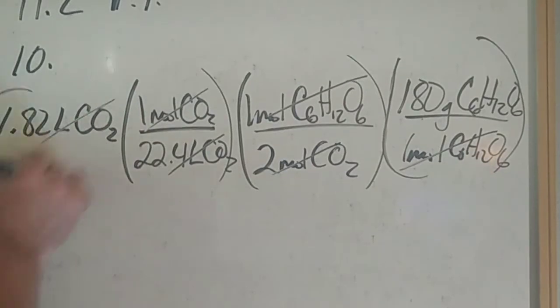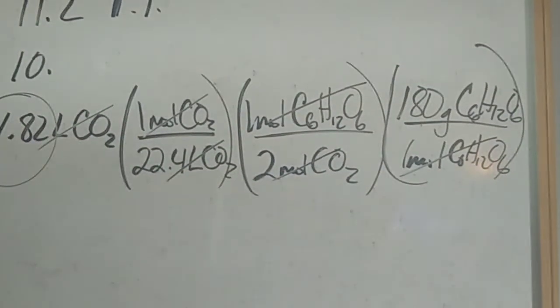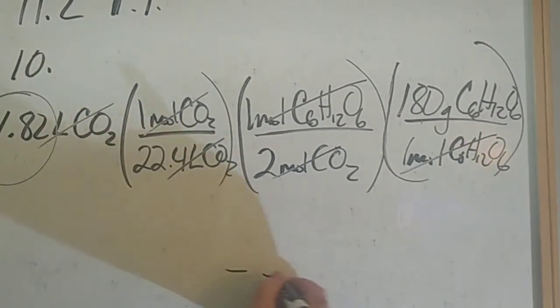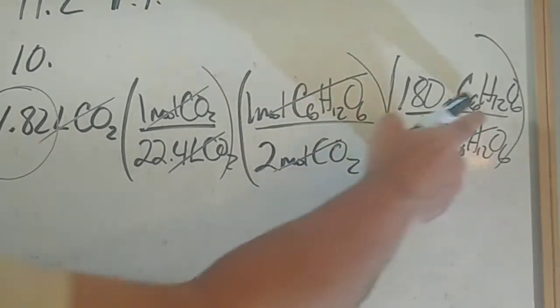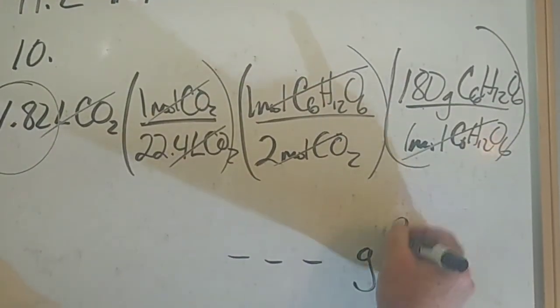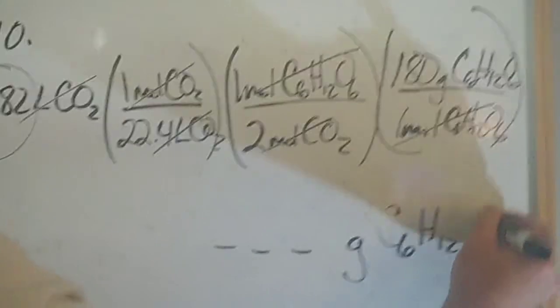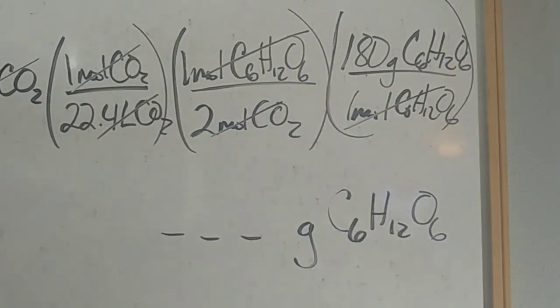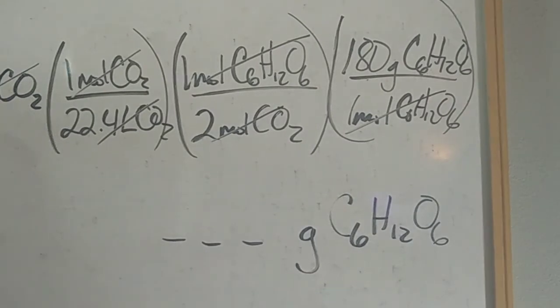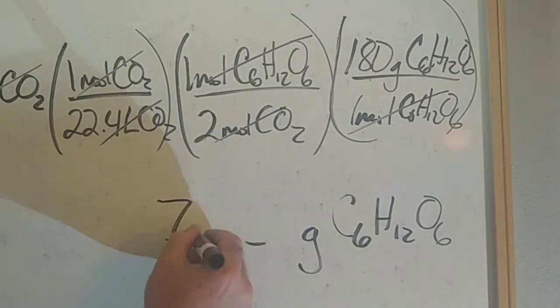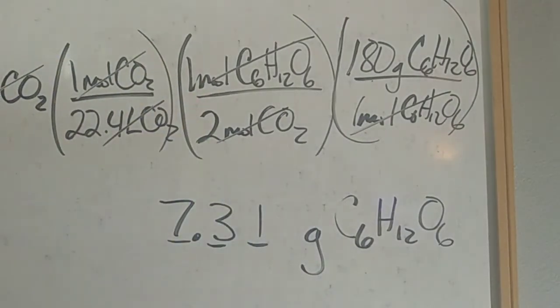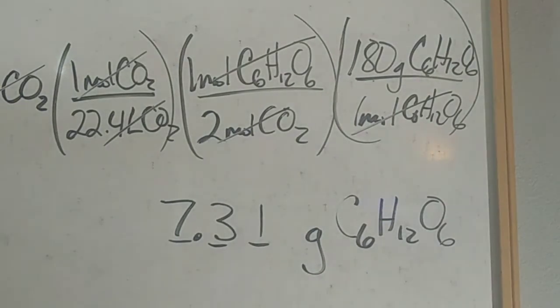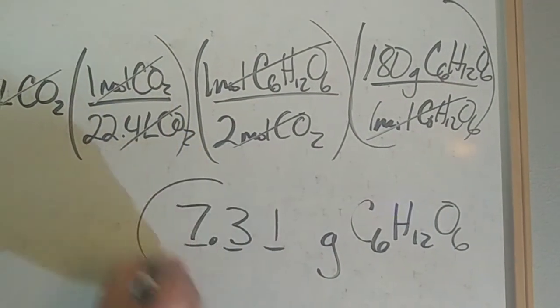I look at the beginning, I have 3 sig figs. So I know when I get all done with this, my answer needs to have 3 sig figs. The only units I have left are going to be grams of glucose. And all I have to do is plug this into my calculator and see what I get. And in this case, you come up with 7.31 grams of glucose. That's number 10.